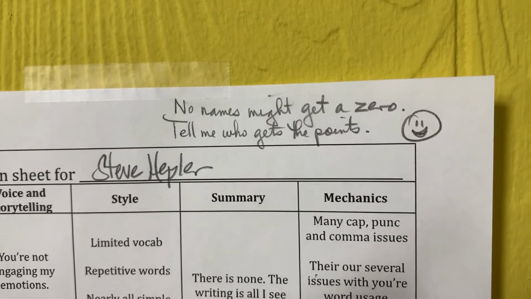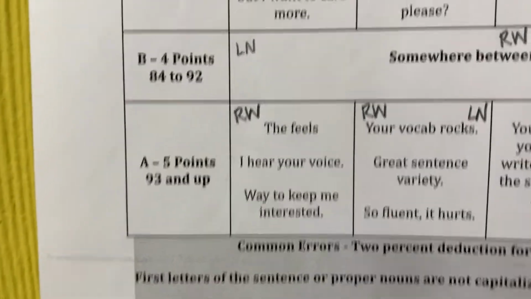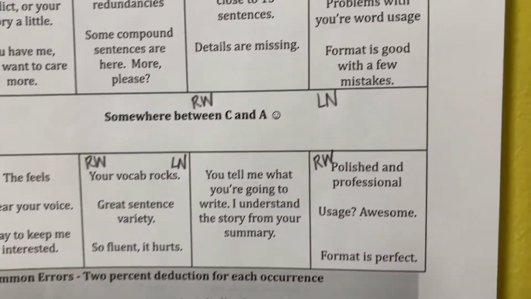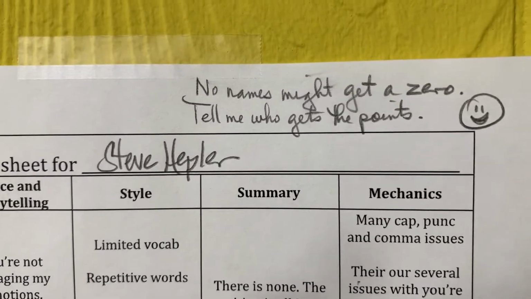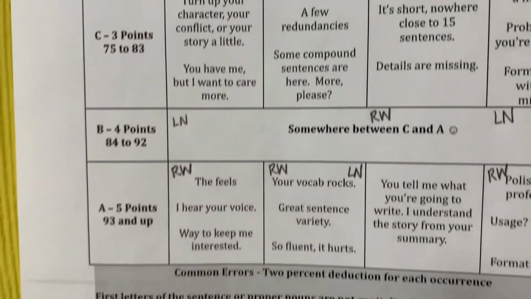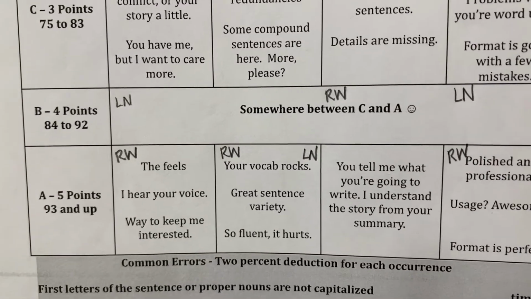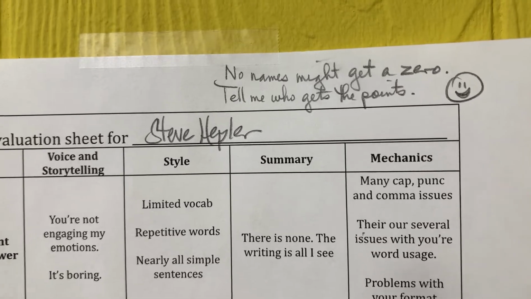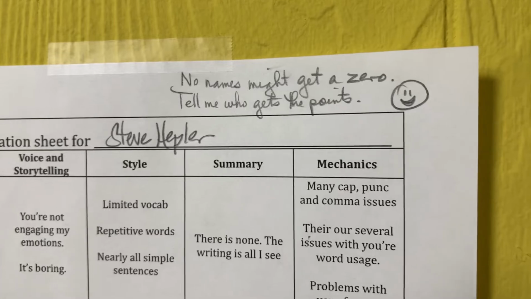Why? No names might get a 0. Tell me who gets the points. Like if I look down and I see your friends have initialed the paper and you've done all the work of grading your stuff, you still have to tell me who did it. If I get a sheet that's all marked up and you've shown me, wow, they've done a really good job of evaluating their work, but I don't know who to give those points to, you still get a 0. So let me know who gets it.